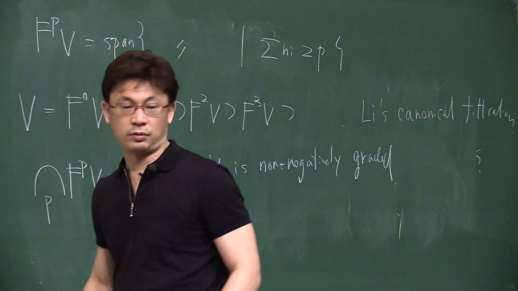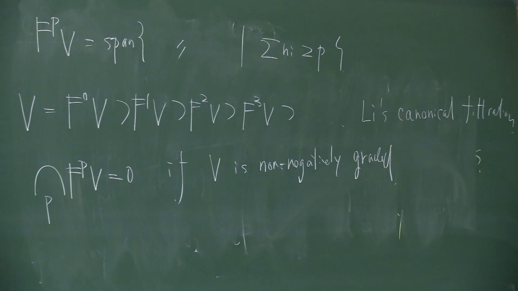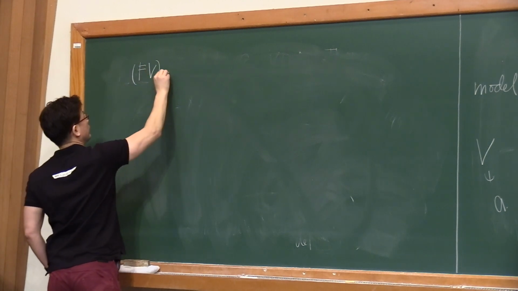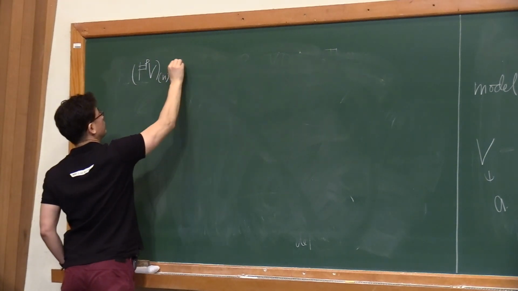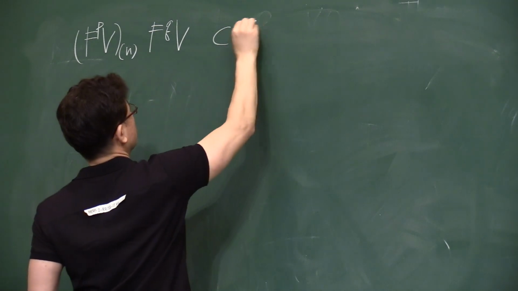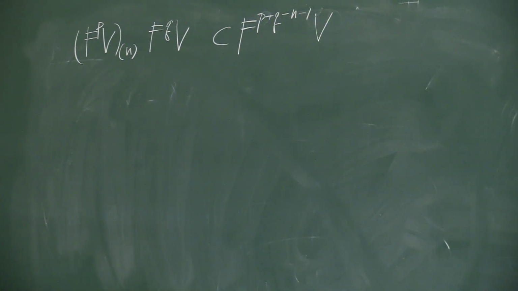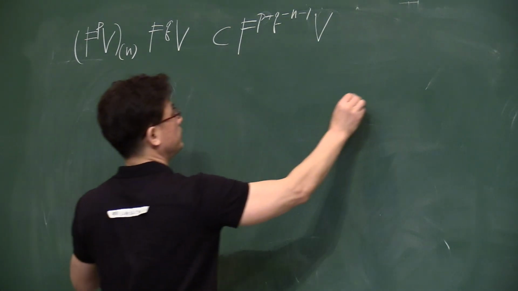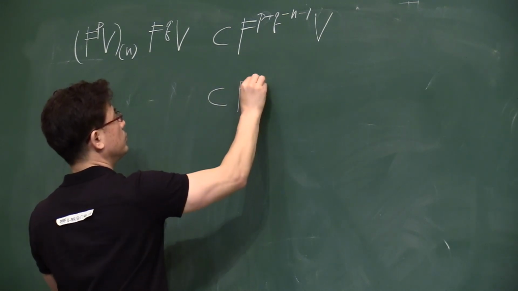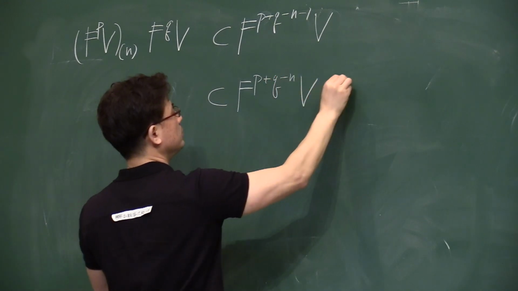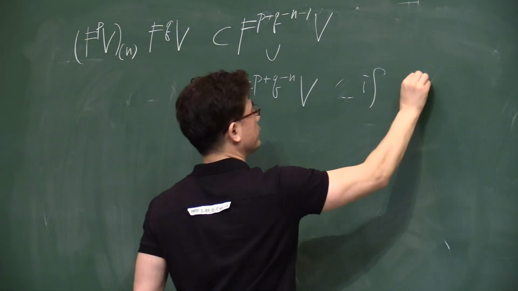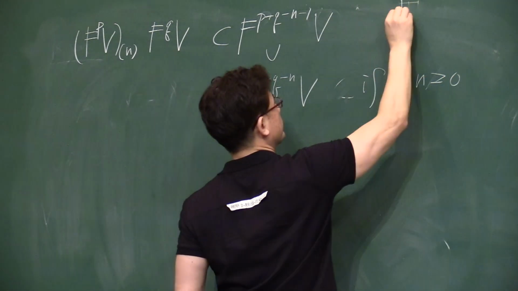And this is compatible with the product algebra structure of the vertex algebra in the following sense. If you take the nth product of an element of F^p(V) with an element of F^q(V), this sits inside F^{p+q-n-1}(V). And actually it goes one more step down if n is non-negative. So this is for all n.